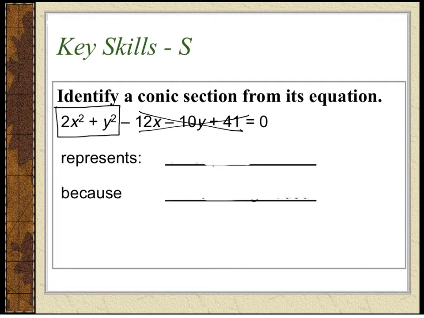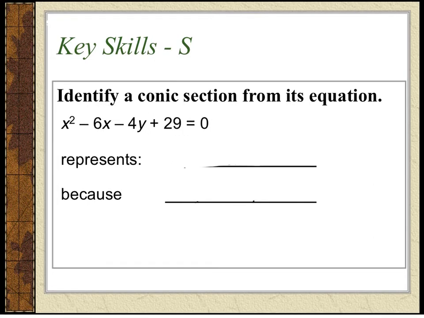Well, right off the bat, they're both squared, so not a parabola. There's a plus, so it's an ellipse or a circle. But A is not equal to C. My choices now are ellipse or circle. I've narrowed it down to 2. Which one is it? It's an ellipse. The reason it is an ellipse is because A does not equal C. So it's an ellipse. It's that simple.